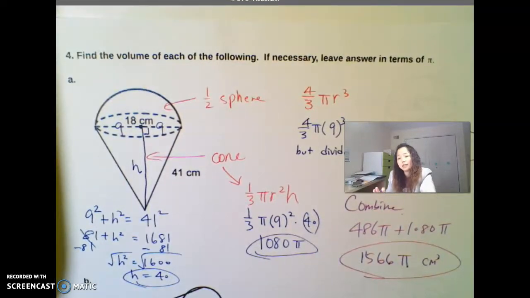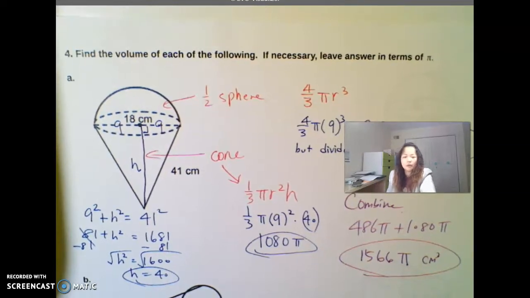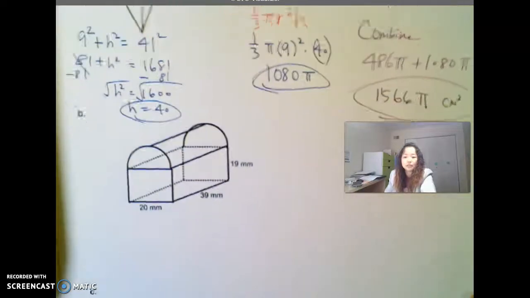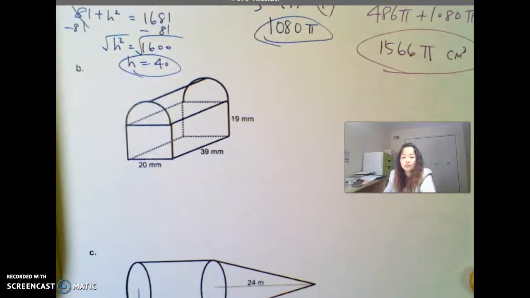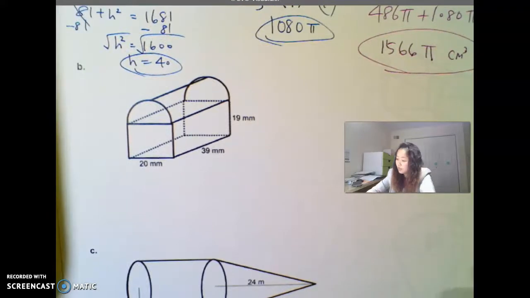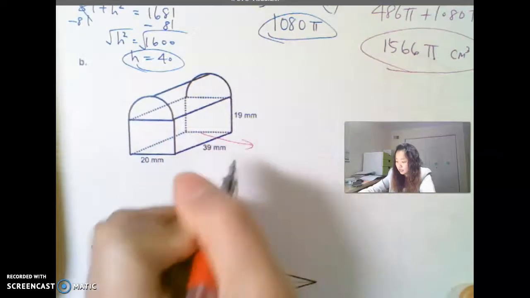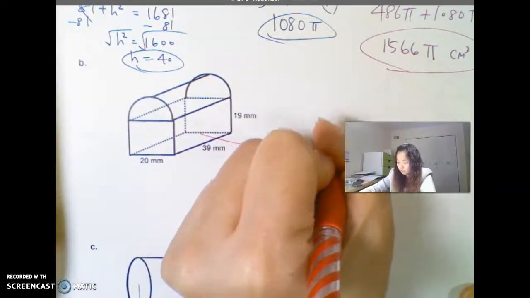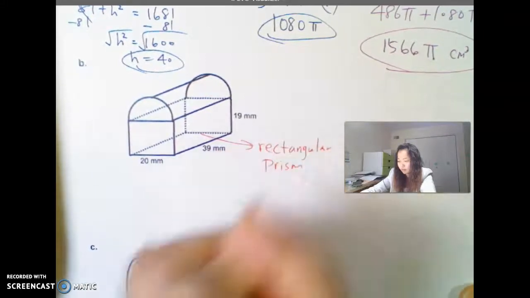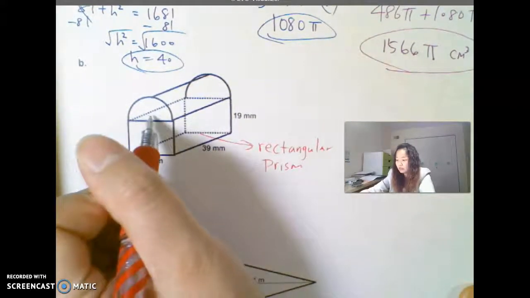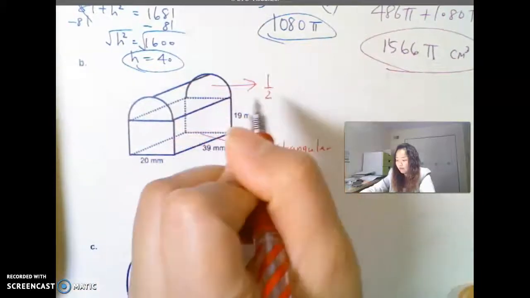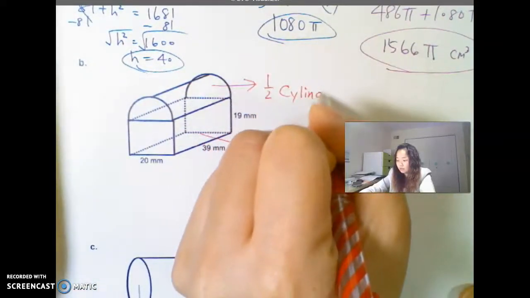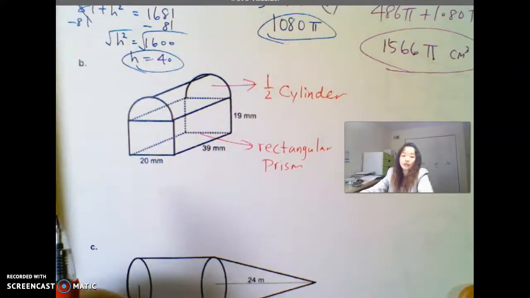If you didn't get any of the parts, pause the video or rewind it. Do something about it. Alright, I'm moving on to the second shape. What is this? Is it a barn? What I see is this: I see the rectangular prism, or more like a box, right? And then what's at the top? Half of a cylinder. It's like a cylinder cut in half.